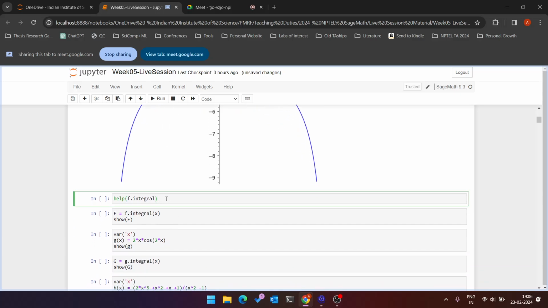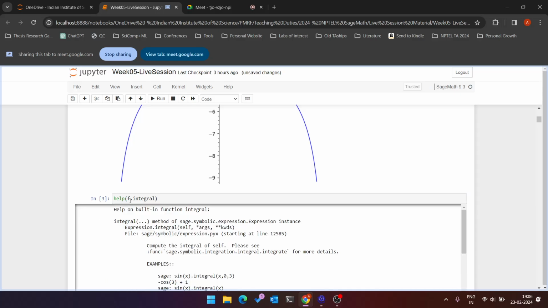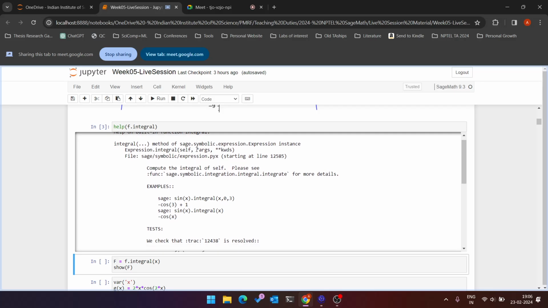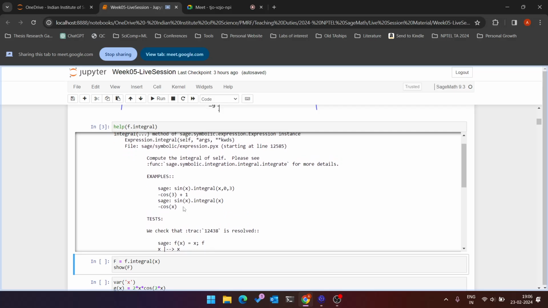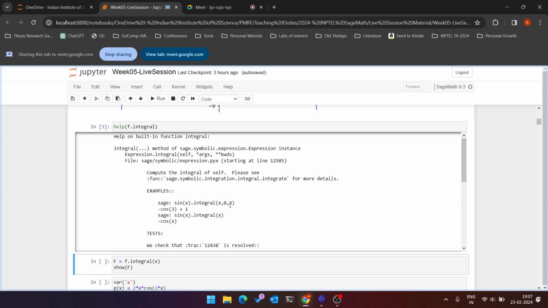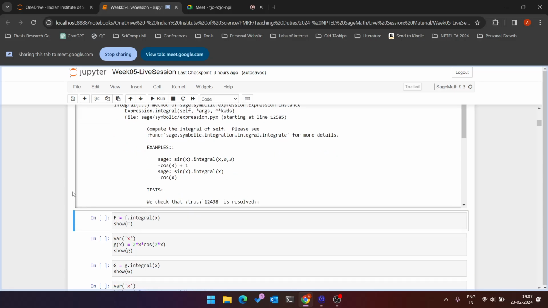And to integrate, we'll use the f dot integral method. So function dot integral method. If you look at the help on the same, we see that it's a method on the expression instance. So you have expression dot integral, and whatever series or list of arguments that you want to provide, you can provide that. It works using symbolic integration, and it can also help us evaluate definite integrals.